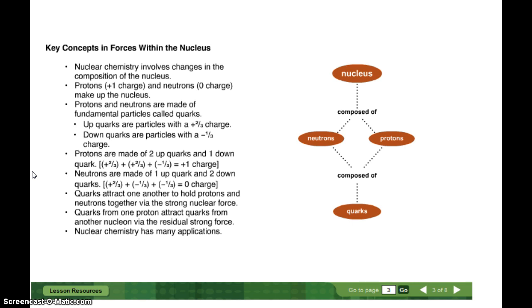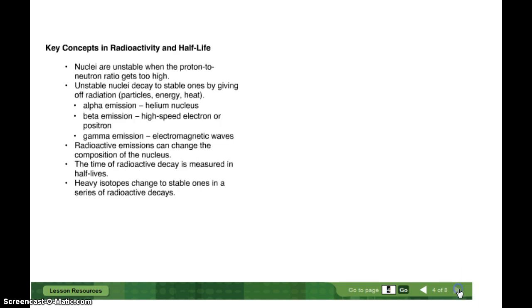attract one another to hold protons and neutrons together via the strong nuclear force. Quarks from one proton attract quarks from another proton or neutron, remember together they're called nucleons, via the residual strong force. Nuclear chemistry has many applications. So the nucleus is composed of neutrons and protons, which are composed of quarks. Therefore, we call neutrons and protons nucleons.